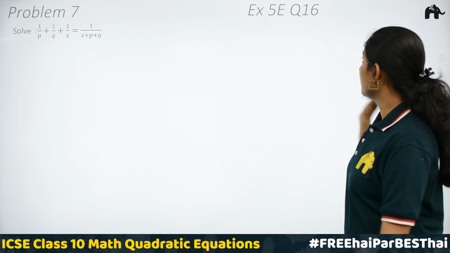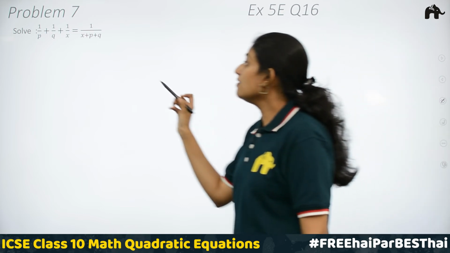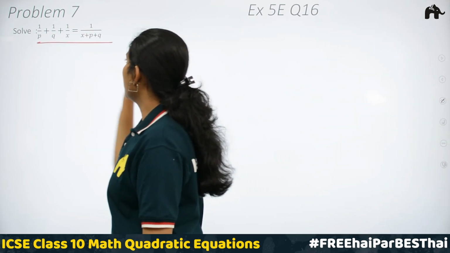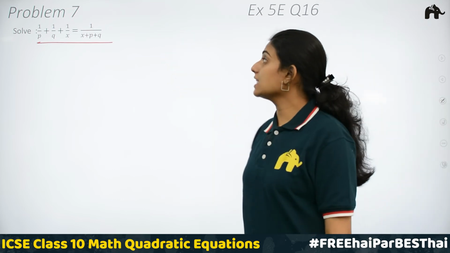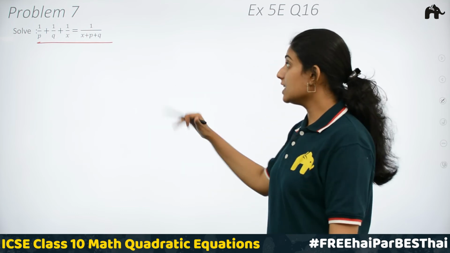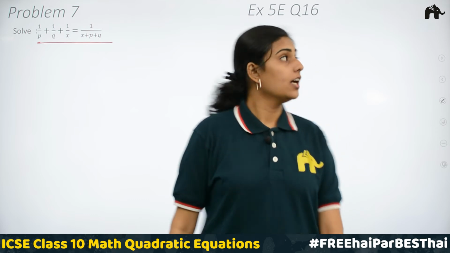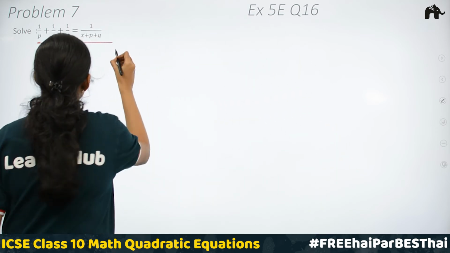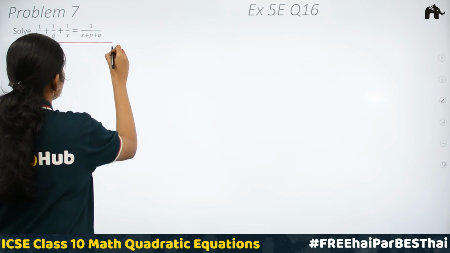Problem 7, question number 16 of exercise 5E. Solve 1 by p plus 1 by q plus 1 by x is equal to 1 by x plus p plus q. Here we have fractions. We have to first convert this into the standard form of a quadratic equation. For that, we have different steps. You can use whichever is comfortable for you.